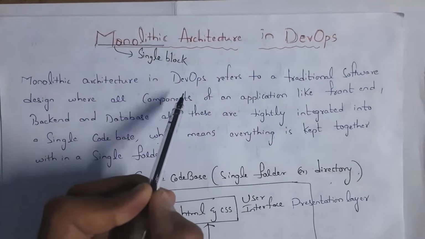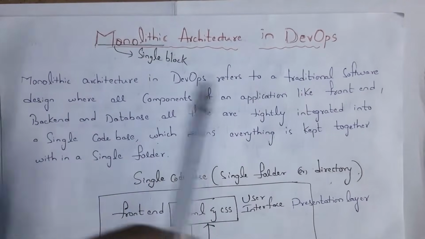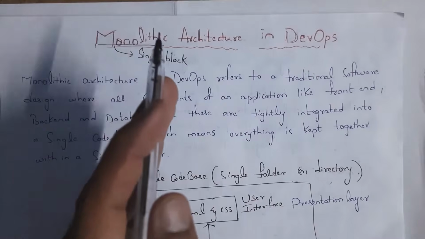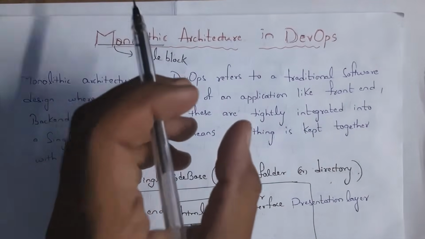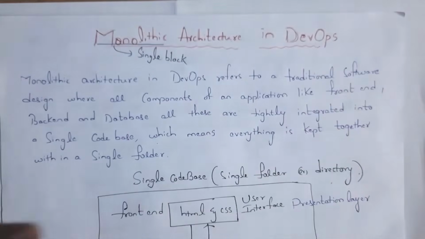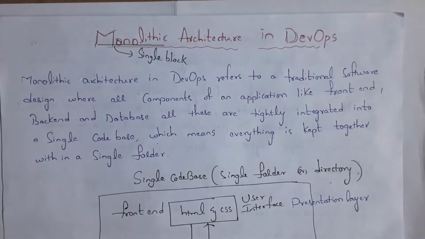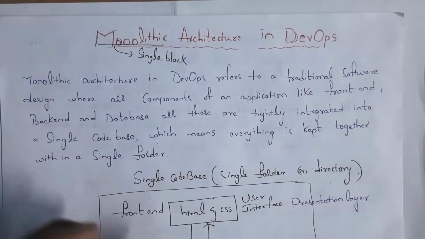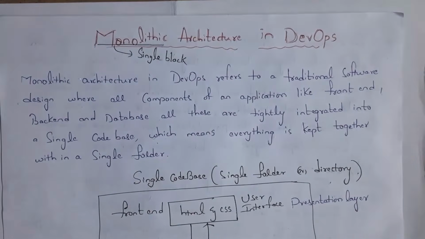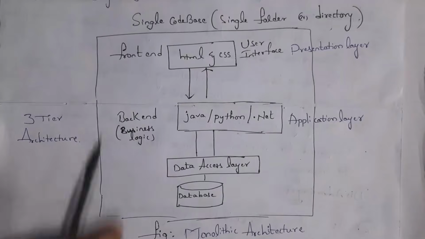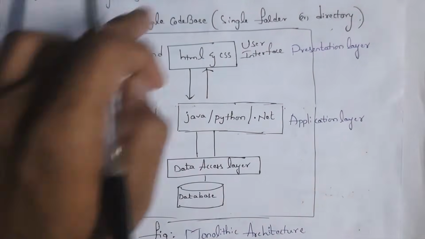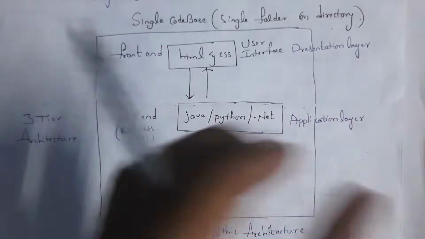Monolithic architecture in DevOps refers to a traditional software design where all components of an application like front-end, back-end and as well as database, all these are tightly integrated into a single code base. Single code base is nothing but storing all these components in one single folder. This is known as monolithic architecture. This is a diagram of monolithic architecture. Single code base is nothing but storing all these components in a single folder or directory.